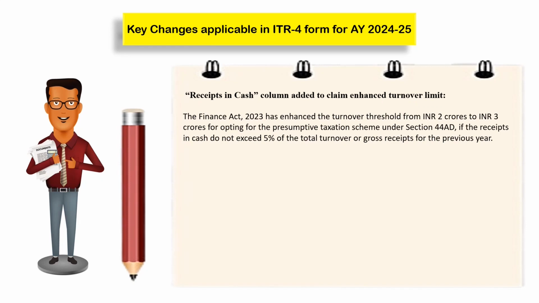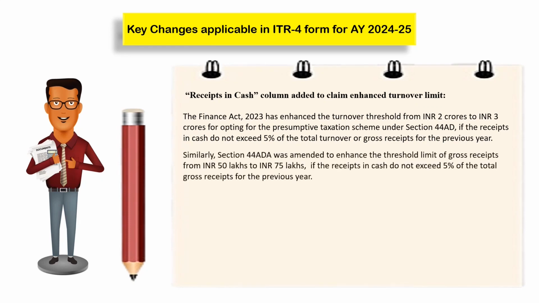This was subject to the condition that the receipts in cash should not exceed 5% of the total turnover or gross receipts for the previous year. Similarly, Section 44ADA was amended to enhance the threshold limit of gross receipts from Rs 50 lakhs to Rs 75 lakhs, subject to the condition that the receipts in cash should not exceed 5% of the gross receipts for the previous year.